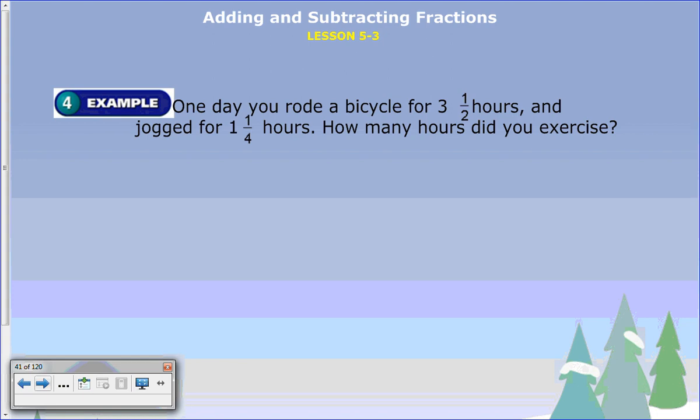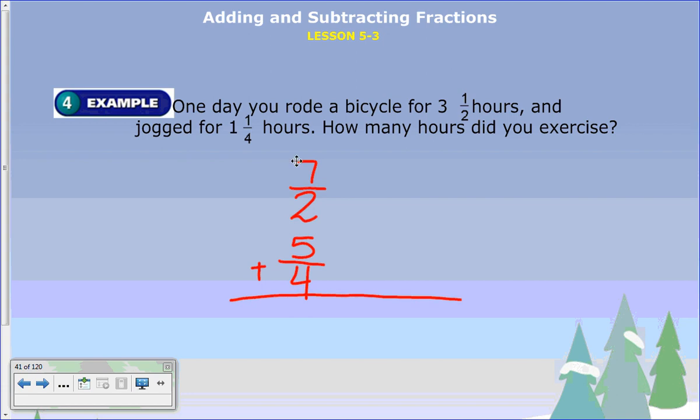All right, let's check this one. Well, 3.5 would be written as 7 halves. 3 times 2 is 6, plus 1 is 7. And 1 1/4 would be written as 5 fourths. And I know I'm adding the total amount of exercise I did. So I'm going to add them. And let's see. My denominators are not the same, so that's my first job. I see I have denominators of 2 and 4. Well, 4 is a multiple of both.